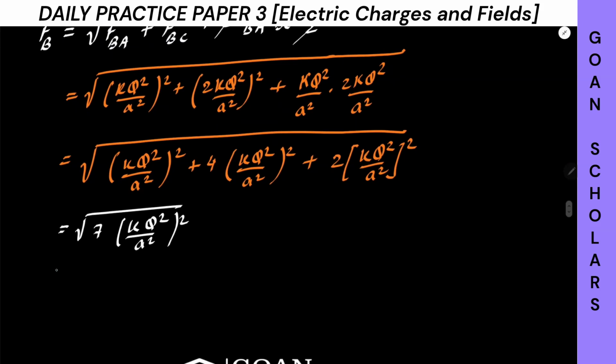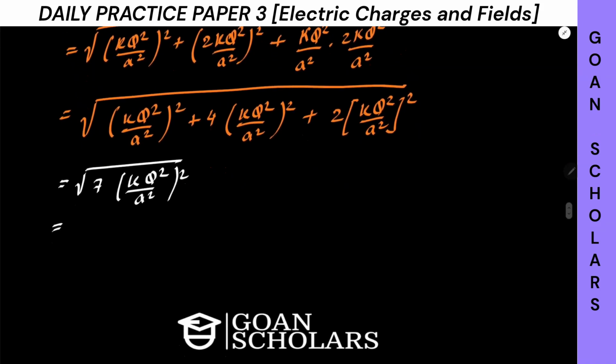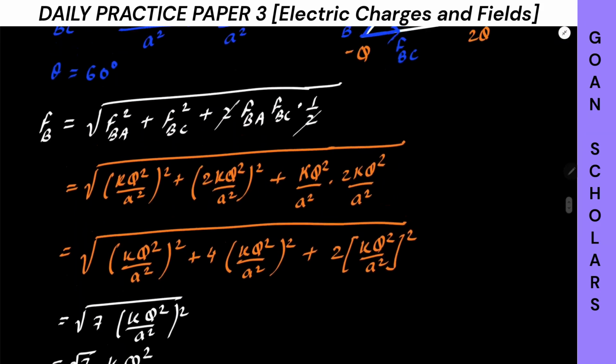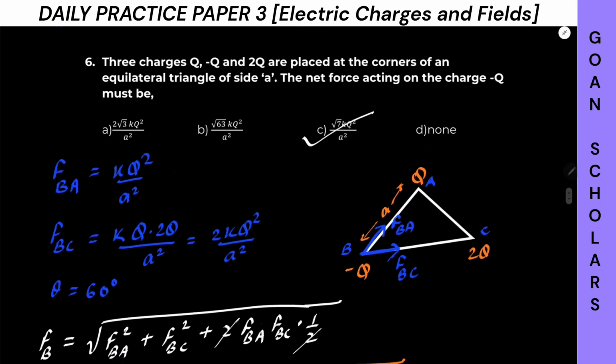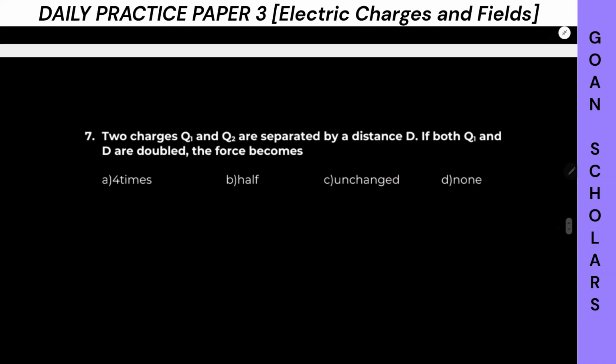And when you remove the root, you will be left with root 7 KQ square by A square. Correct? So this is our correct answer. Root 7 KQ square by A square. Option C for question number 6. Let's move to question number 7.